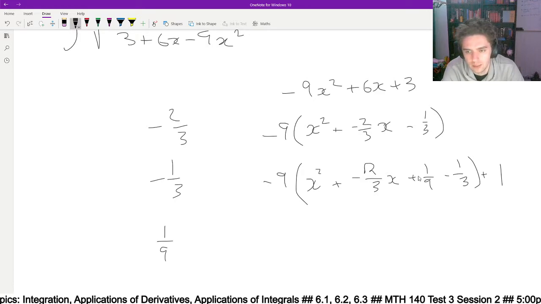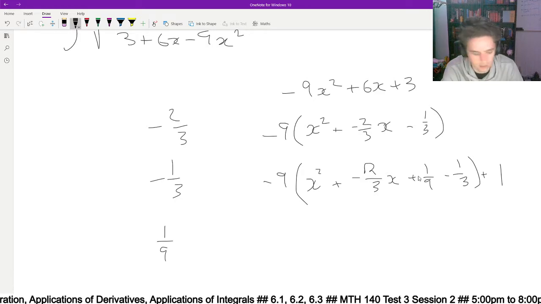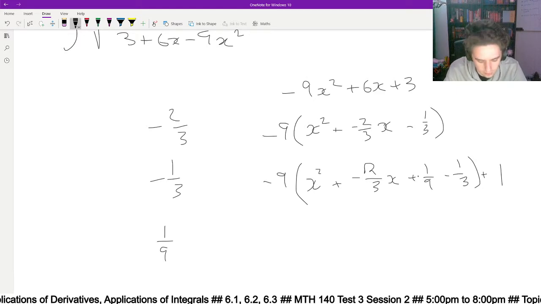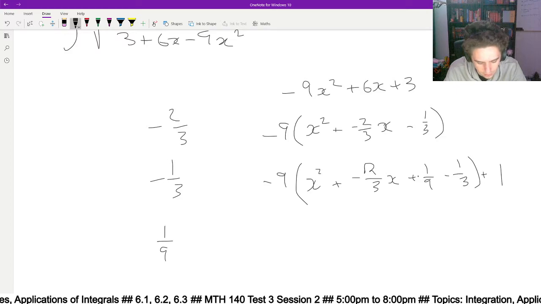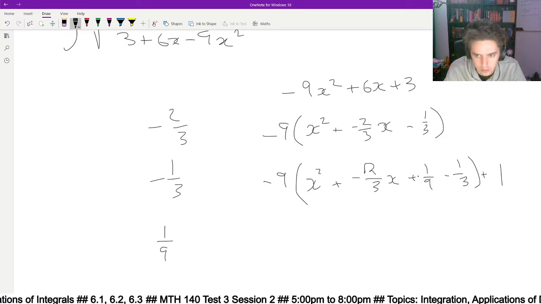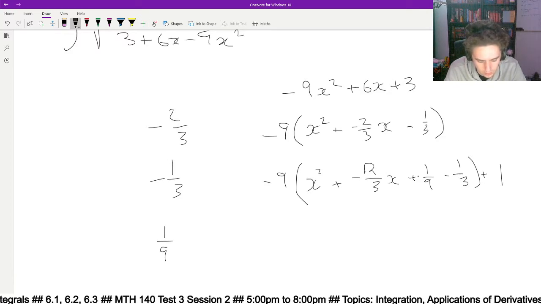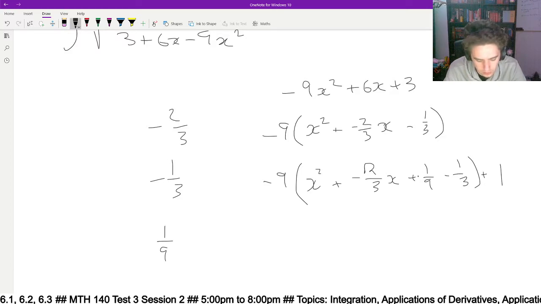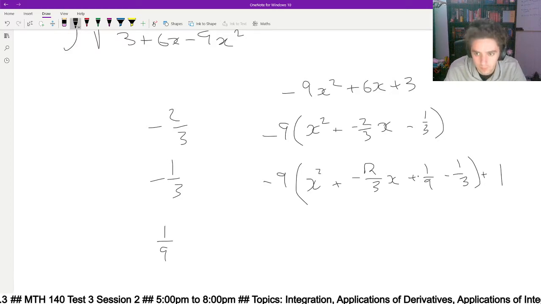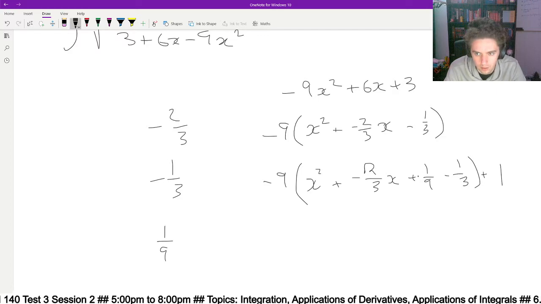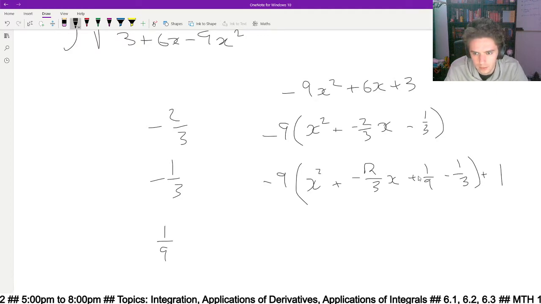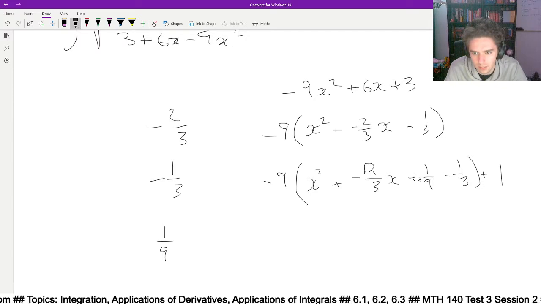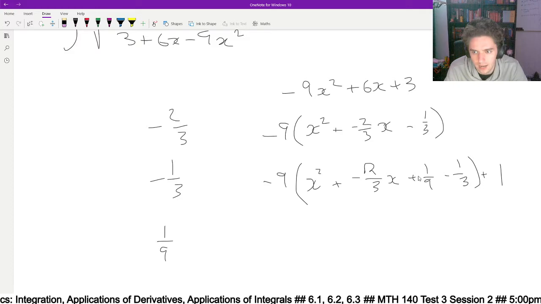So now this will factor nicely. I guess I'll just plug it in, because I don't particularly want to try to work it out. So 1, negative 2/3, and then what do I do with this? Oh yeah, this is where... Yeah, okay, so never mind.